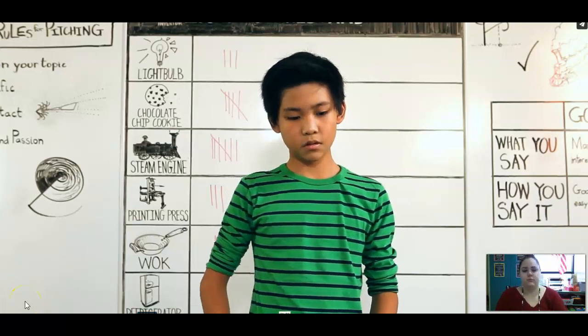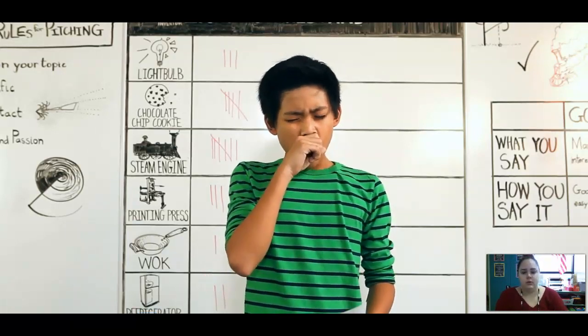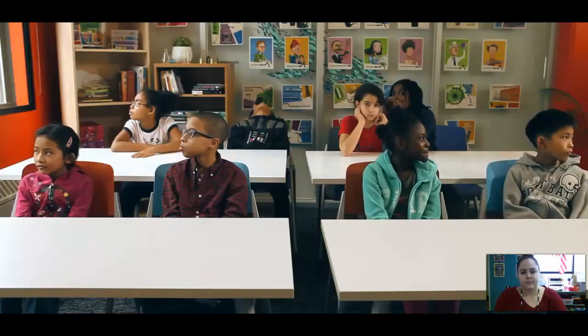Great job, Team Cookie. Okay, Team Lightbulb. Whenever you're ready, Paul. Okay, so the light bulb is like good because it lights up stuff. Can you speak up a bit? People needed the light bulb, and then it got made, and it made things easier. When did it get made? Who made it? I think it was made by Thomas Edison in like 18 something.